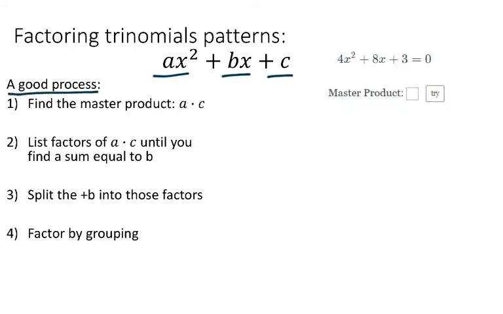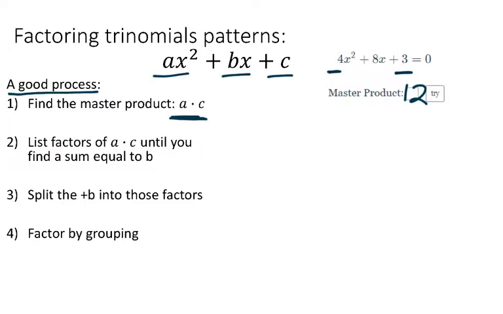Alright, so the first thing you're going to do in this process, if you haven't seen this before, if you have, that's fine, you're going to find the a times the c. In this case, that's the master product. So that's going to be the 4 times the 3, which is 12. There is some Delta Math that asks you to figure out the master product first, and then you go from there. Then you're going to list factors of that a times c, which in this case is 12, until you find a sum that's equal to the actual b, which in this case is 8.